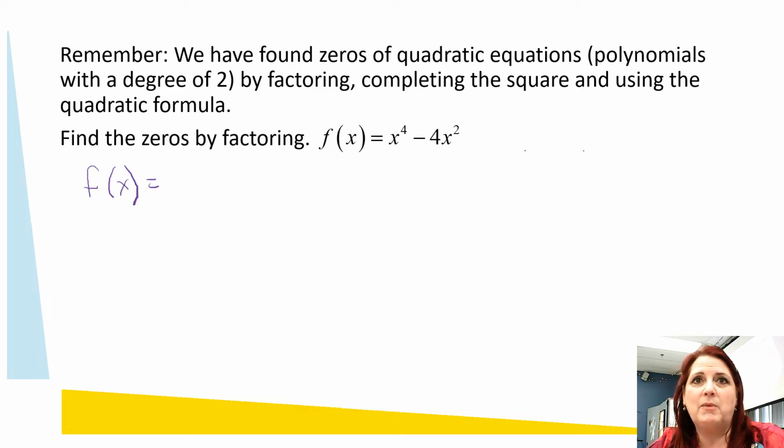because it has a greatest common factor of x squared. X squared comes out and it's going to be x squared minus 4. Well, x squared minus 4 can be factored into x plus 2 and x minus 2. We still have that x squared there.